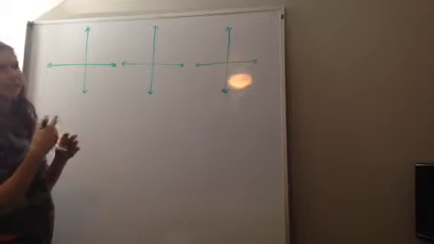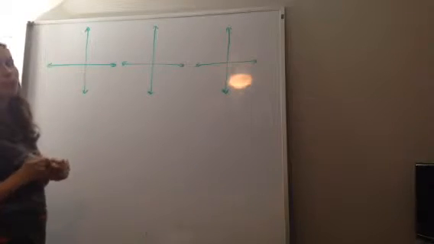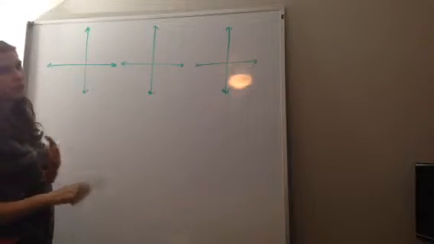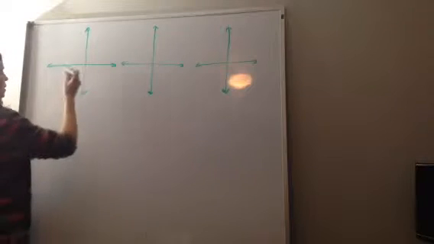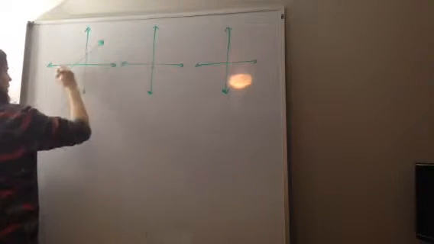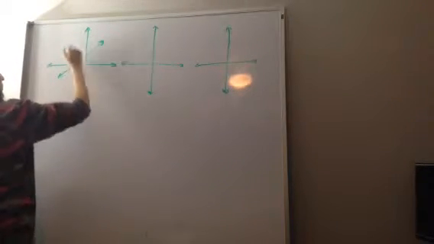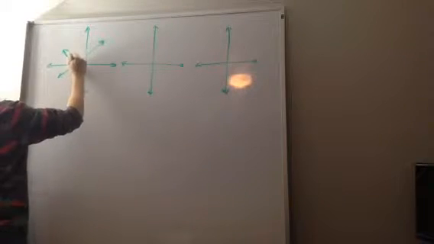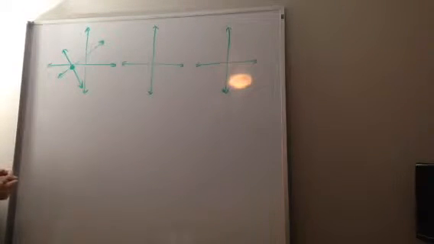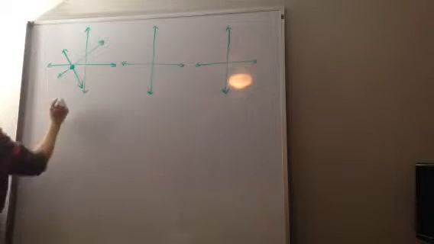Remember we had discussed if the slopes are different. So if the slopes are different, it will intersect one time. Let's say I'm just going to draw random lines. So these lines intersected right there. So those have one solution.